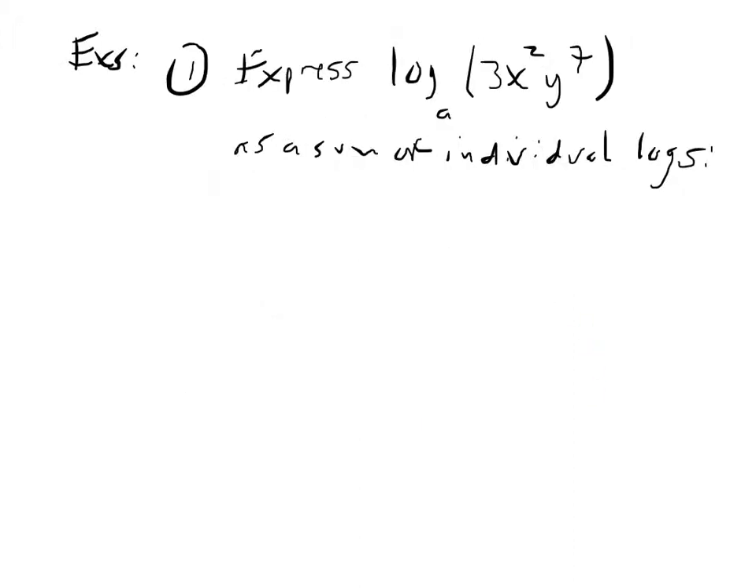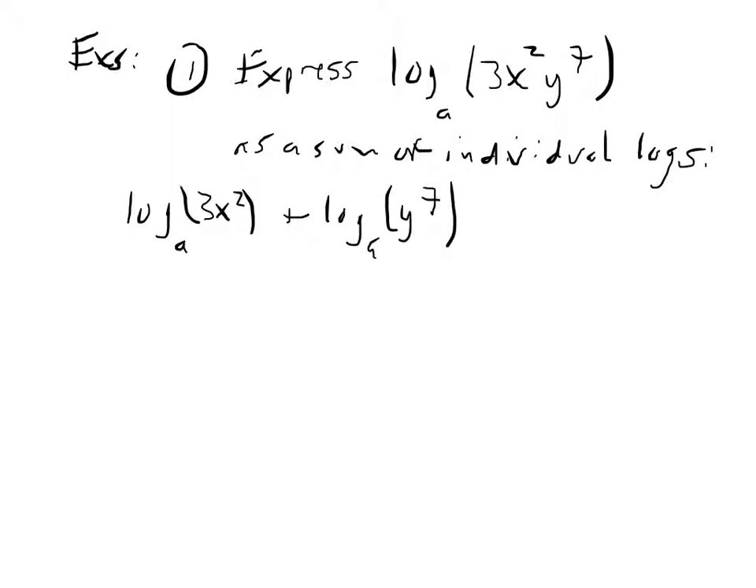Okay, so the first example here: suppose I'm asked to express log base a of 3x squared y to the 7th as a sum or difference of individual logarithms. Well, the first thing I'm going to do is look at this as a product. I can look at this as 3x squared times y to the 7th, so this is going to be log base a of 3x squared plus log base a of y to the 7th.